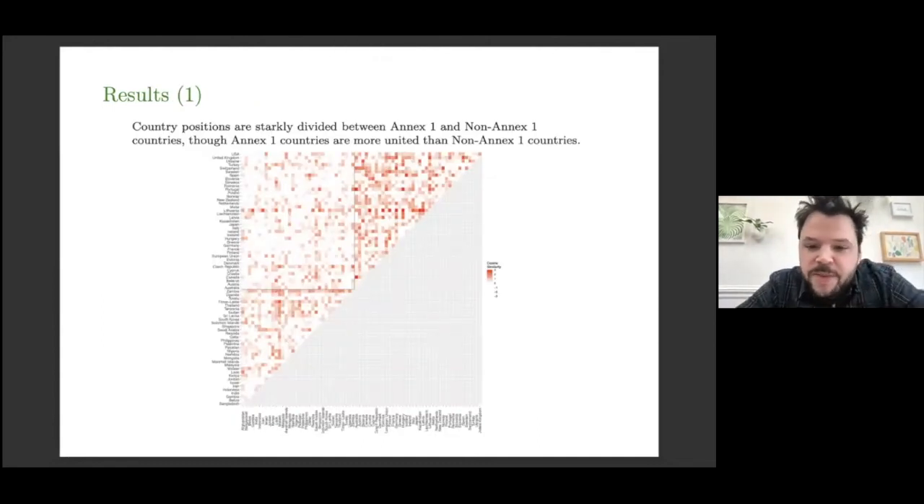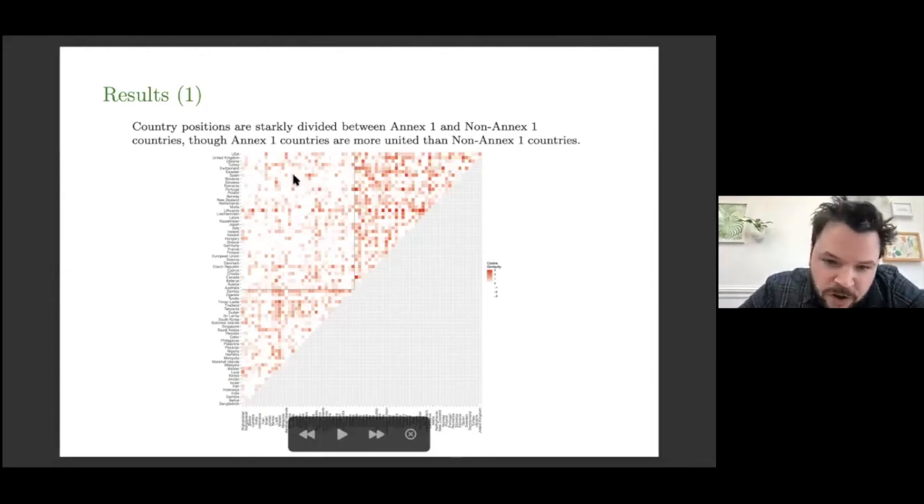So this is one of the main heat maps we produce. In the upper left grouping, that's the non-Annex 1 versus Annex 1 heat map. These are country pairs, all dyads at the dyad level, where red indicates more similar pairs and white indicates less similar pairs. So these are countries. This is the non-Annex 1, Annex 1 divide right here in the upper left corner.